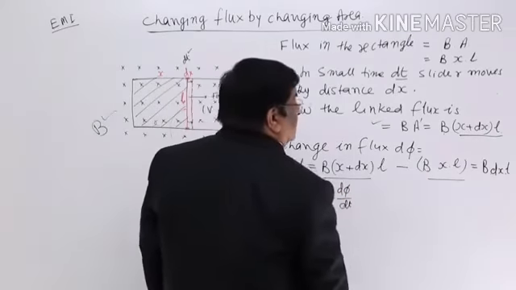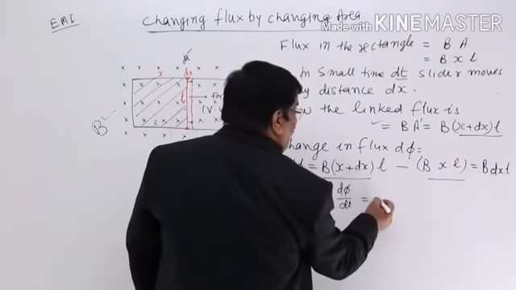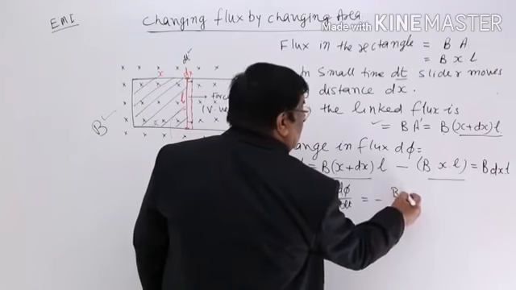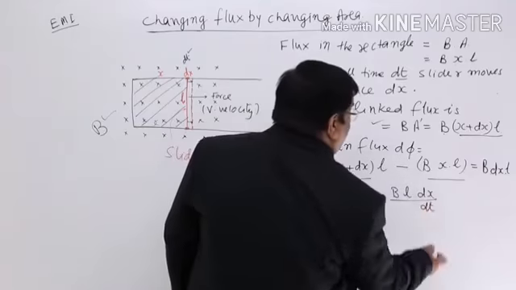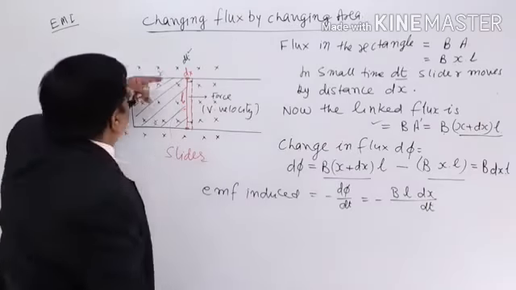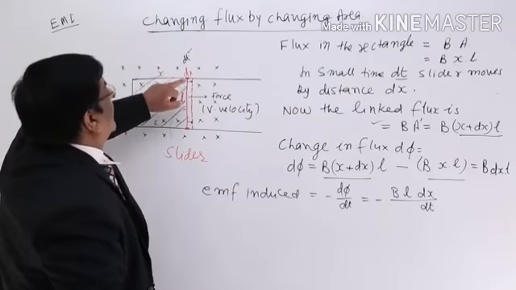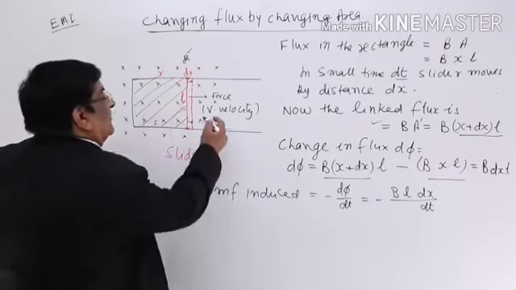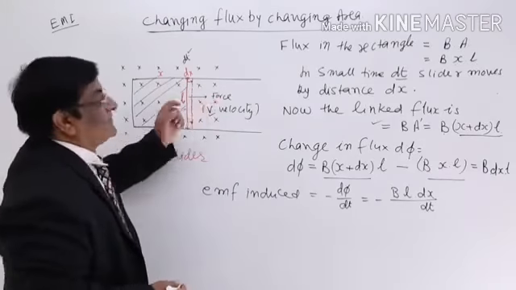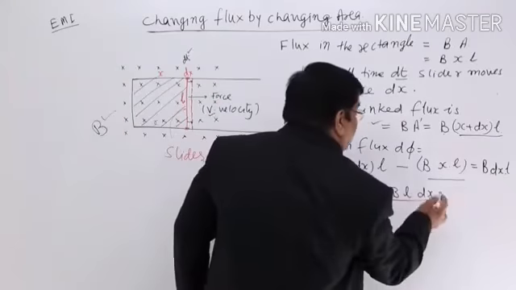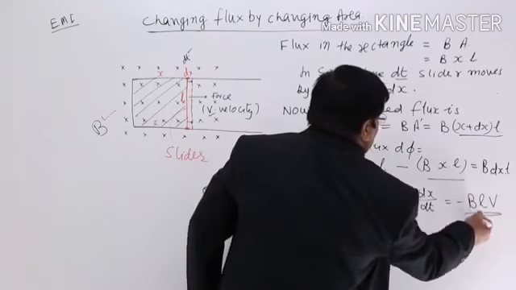How much is dφ by dt? This is given by minus B L dx divided by dt. Now, what is this dx by dt? x is displacement, t is the time, displacement upon time. dx by dt is the formula for velocity. This is the velocity with which the force is sliding it. So this dx by dt we can convert into v. So, this is minus BLv.